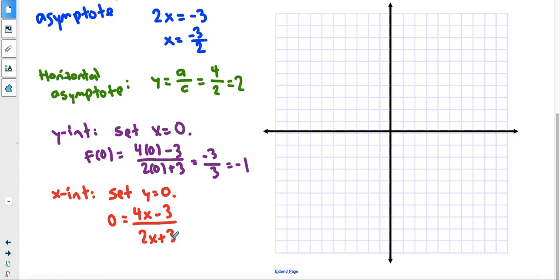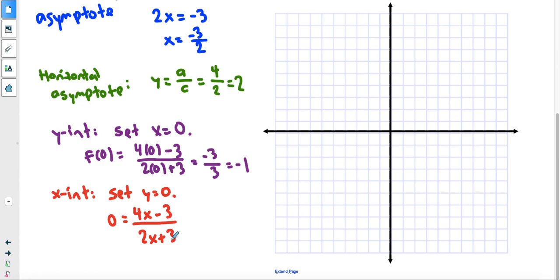Okay, so to solve this equation, I have a 2x plus 3 in the denominator. Whenever we have a fraction, if you're trying to solve, in this case for x, we can try to find a way to cancel out the denominators. And we can cancel out the denominator here by multiplying both sides by 2x plus 3.